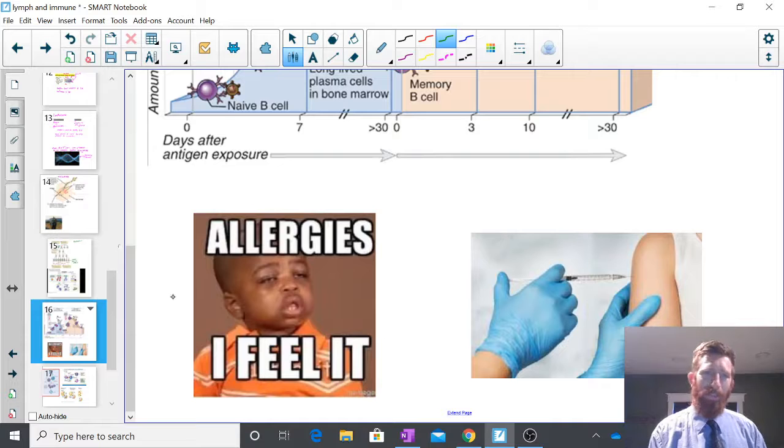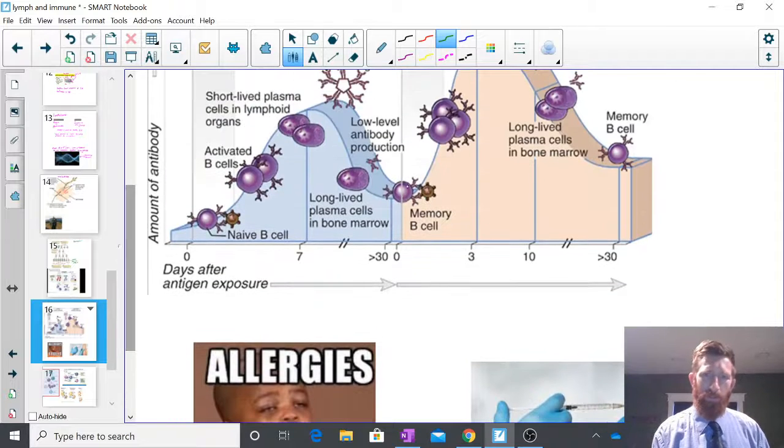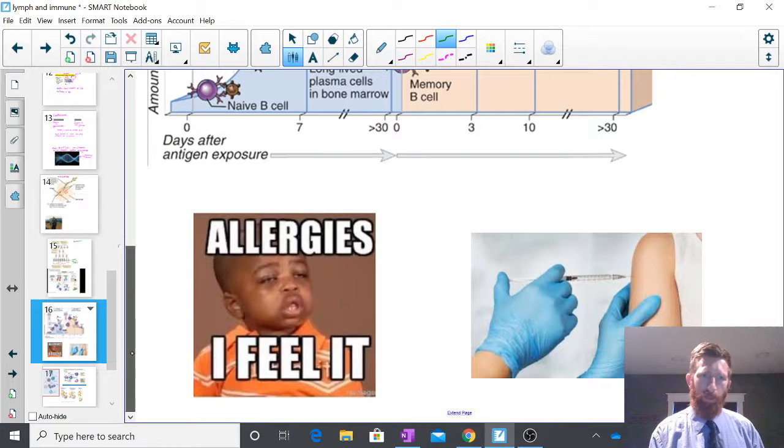Second thing is that this is why these memory cells right here. This is why vaccines work. All right. Now, as a science teacher, I shouldn't have to say this, but I feel like I do. I just want to make it totally 100% perfectly clear. Vaccines do not cause autism.